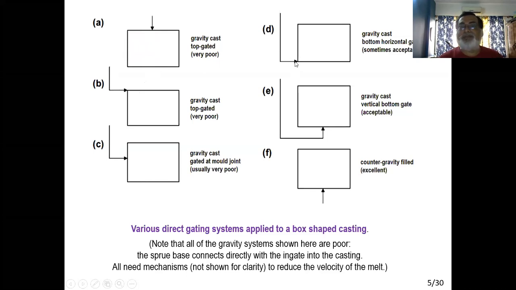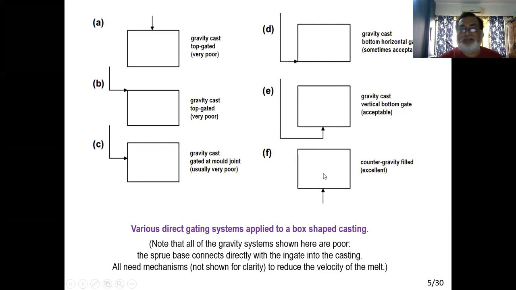This is the bottom pouring system, not to our liking, but sometimes suitable, sometimes acceptable. And this is the ideal condition for a bottom pouring system. Liquid metal enters the mold cavity from the bottom. This is the vertical bottom gated system, which is excellent for producing good quality castings. This is a special case, the counter gravity cavity filling system. We said it in our first class.